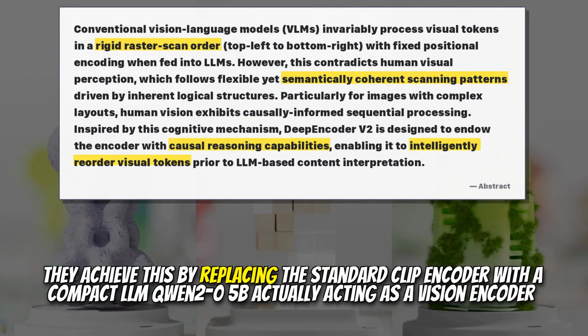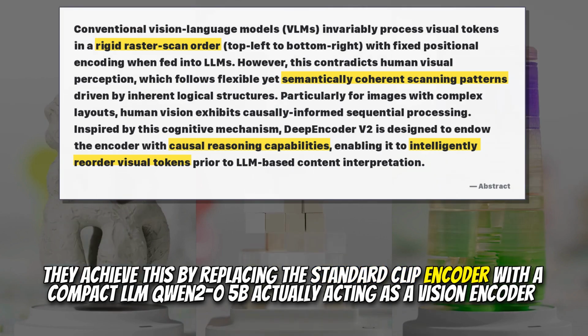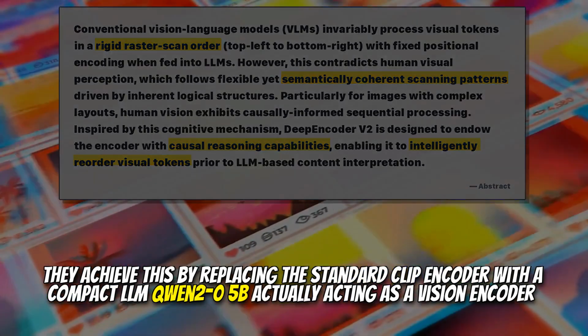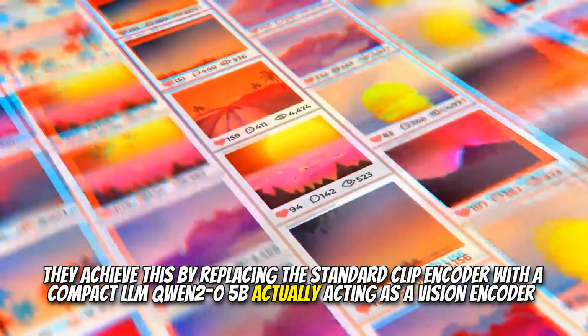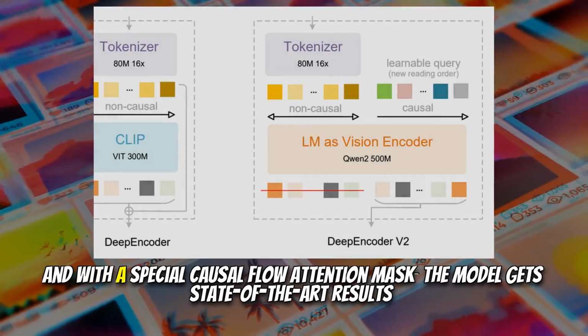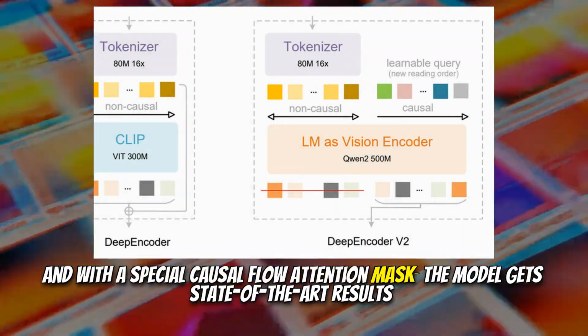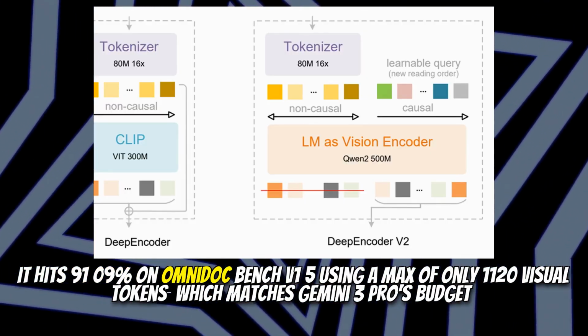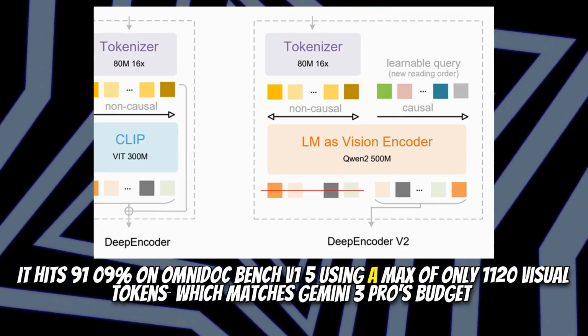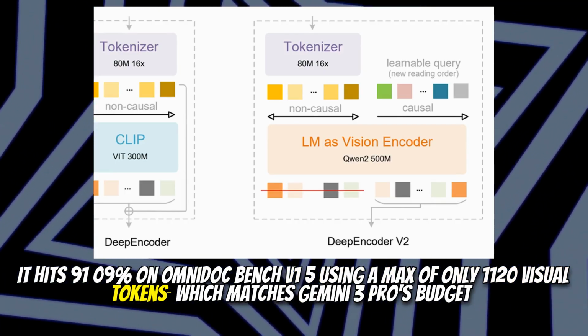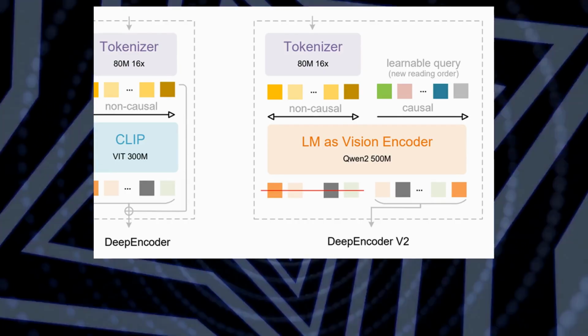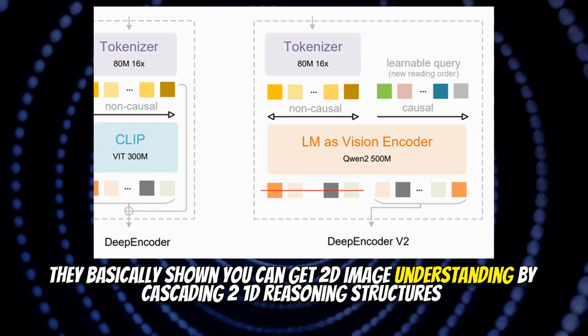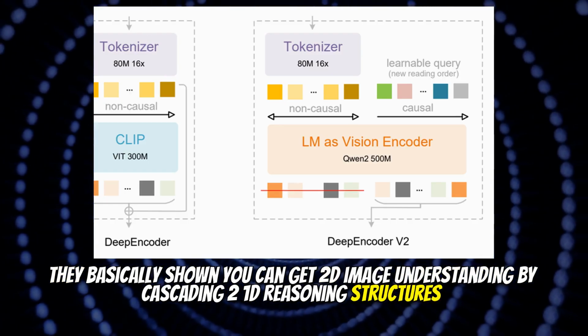They achieve this by replacing the standard CLIP encoder with a compact LLM, Qwen2-0.5B, actually acting as a vision encoder. And with a special causal flow attention mask, the model gets state-of-the-art results. It hits 91.09% on OmniDocBench V1.5 using a max of only 1,120 visual tokens, which matches Gemini 3 Pro's budget. They've basically shown you can get 2D image understanding by cascading two 1D reasoning structures.